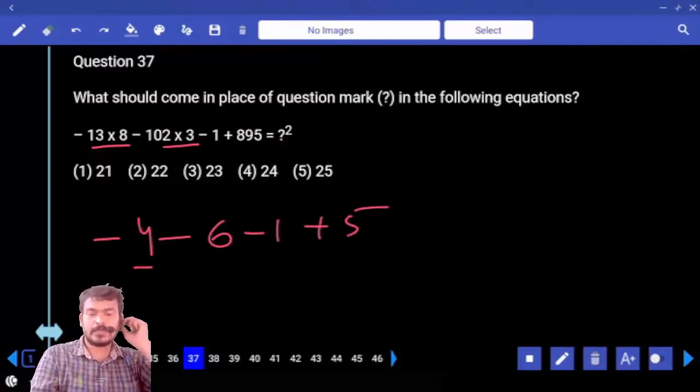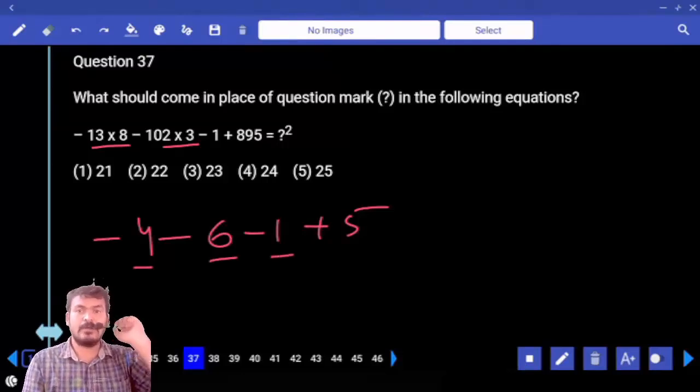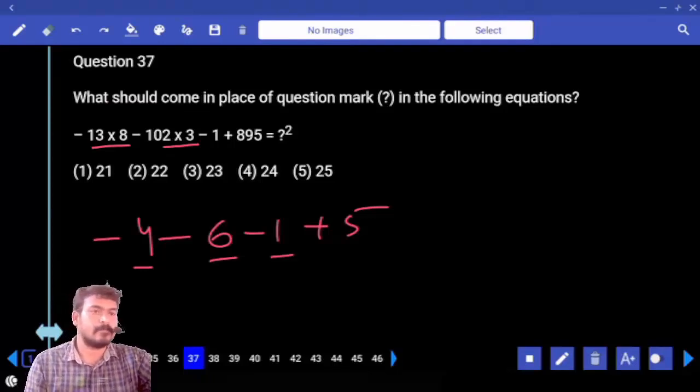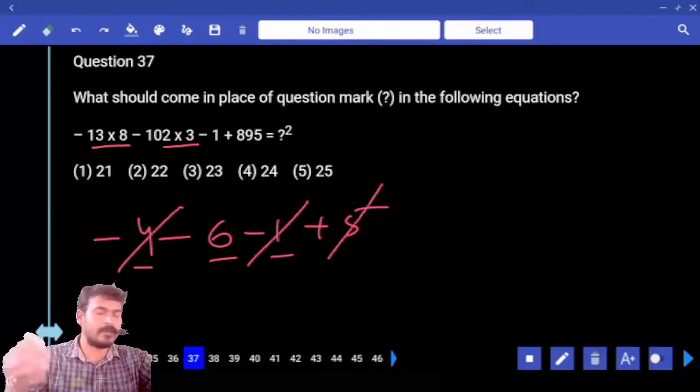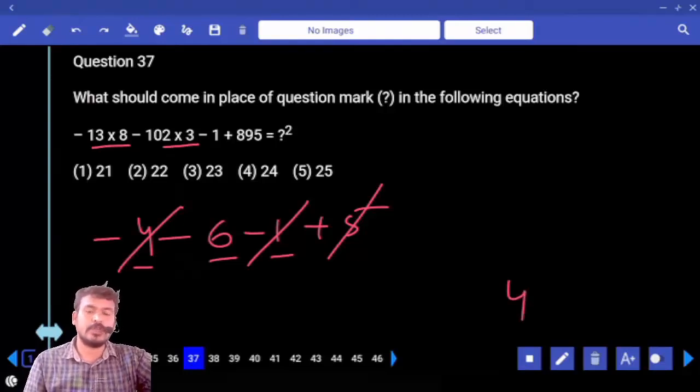Okay. Minus 4 minus 6, minus 10. Minus 10 minus 1, minus 11. Minus 11 plus 5. Minus 4 minus 1 plus 5 cancel. Minus 6. Negative value 6 means positive value 4. Which one square? 4 we are getting.